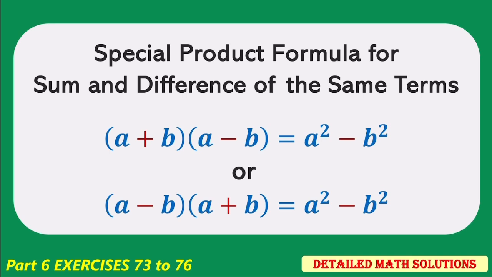A plus b in parentheses multiplied by a minus b in parentheses equals a squared minus b squared. This formula can also be written as a minus b in parentheses multiplied by a plus b in parentheses equals a squared minus b squared. To solve these exercises, I'm going to use the formula written in both ways.